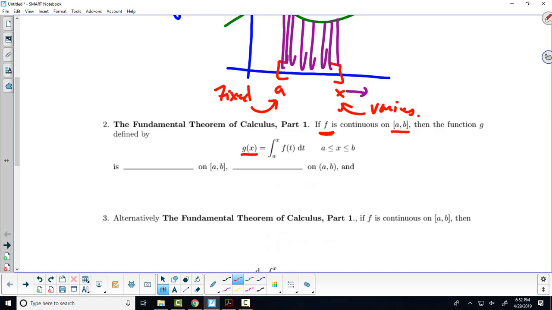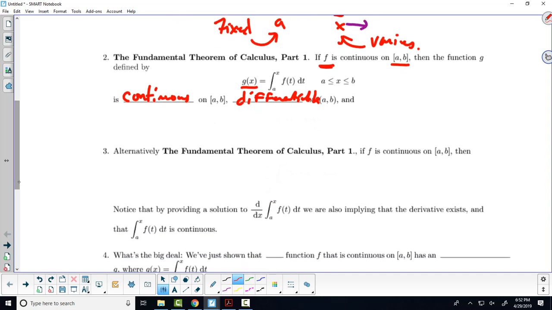Well, this function is also continuous. I'm not too surprised by that. It's differentiable. That's kind of interesting, because there's nothing that said that f had to be differentiable. F may not be differentiable. It could have cusps or corners. But g will always be differentiable. That's interesting. And here it is. The derivative of the area function is the underlying function.